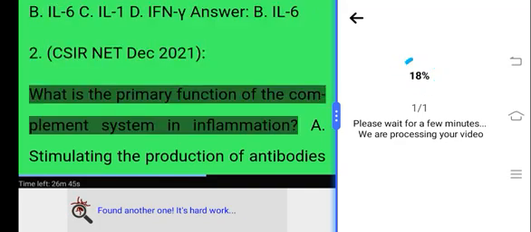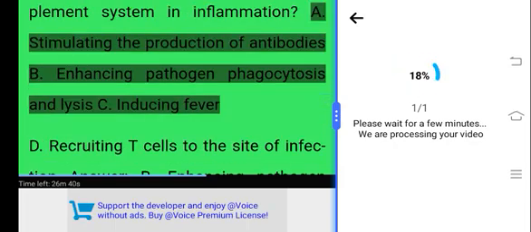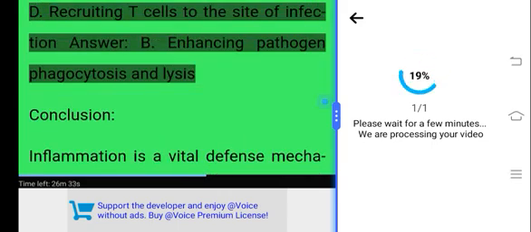2. CSIR-NET Dec 2021. What is the primary function of the complement system in inflammation? A, stimulating the production of antibodies. B, enhancing pathogen phagocytosis and lysis. C, inducing fever. D, recruiting T cells to the site of infection. Answer: B, enhancing pathogen phagocytosis and lysis.